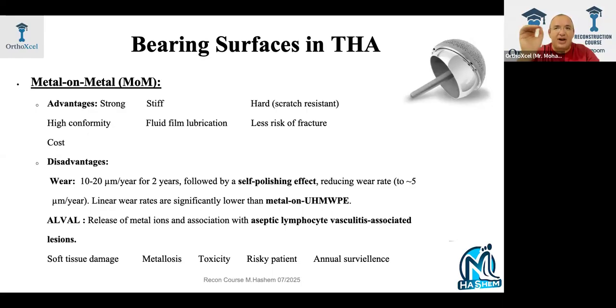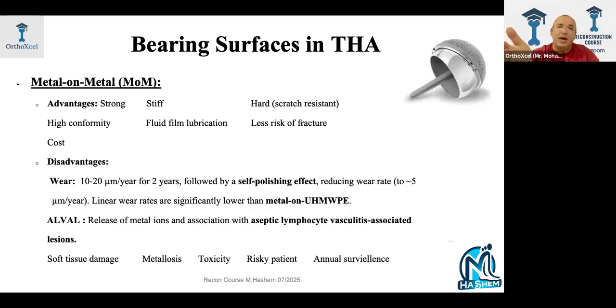or attracts the reaction from lymphocytes, and this ends with what is called ALVAL, or aseptic lymphocytic vasculitis associated lesion. So the wear particles commonly in total hip replacement, or commonly in arthroplasty surgery, are the wear particles coming from metal and the wear particles coming from polyethylene. The difference between them: the polyethylene particles are low in volume or amount and bigger in size. The metal wear particles are smaller in size and large in amount.